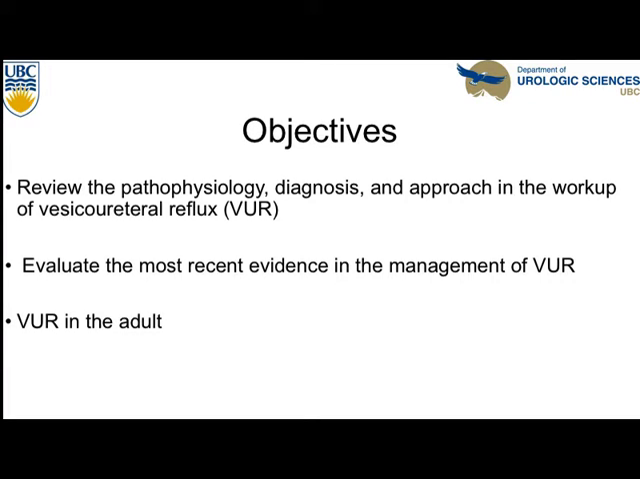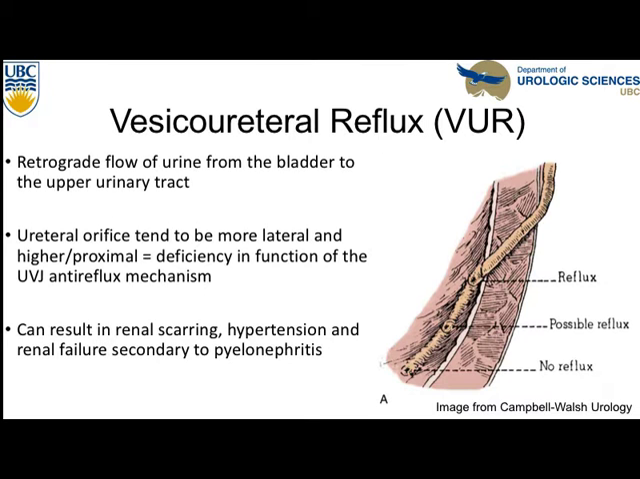And really, in the next 30 to 40 minutes, I'd like to go over the pathophysiology, diagnosis, and the approach in the workup of VUR, which is, believe it or not, still a contentious issue in some ways. And then I'd like to go over the evidence in the management of VUR, with antibiotic prophylaxis being in the forefront recently, and a very brief overview of VUR in the adult. I'm going to talk later that there's really very little evidence or none at all during this time as well.